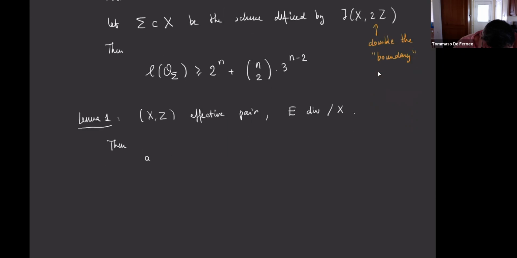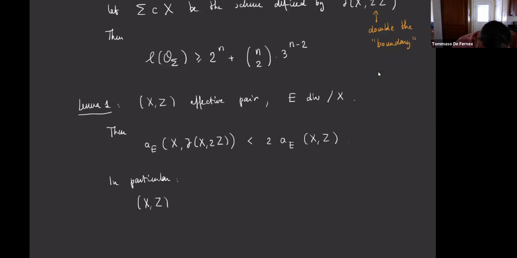Then if I look at the log discrepancy of the pair where I put the multiplier ideal, here using the ideal notation, I could write sigma there, so this multiplier ideal of X of 2z, I claim that this is less than twice the log discrepancy of Xz. In particular, we have the following implication: if the pair Xz is not KLT, which is our assumption in the theorem, then the pair with the multiplier ideal is not log canonical.